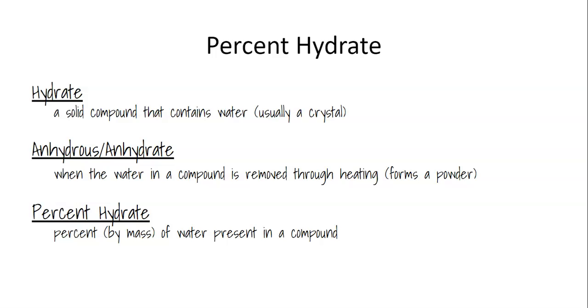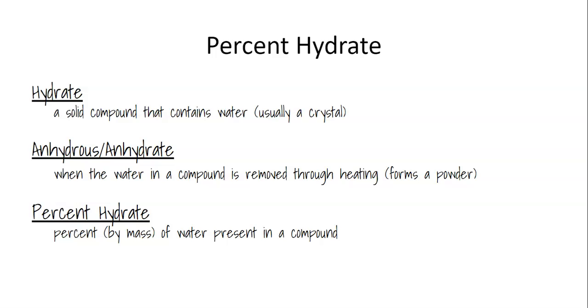It means it has 5 molecules of water in it as we're building, or 3, or however many it says. Anhydrous or an anhydrate is when I take the water out. So I heat it up, or evaporation occurs, the water in the compound is removed through heating and it becomes a powder.